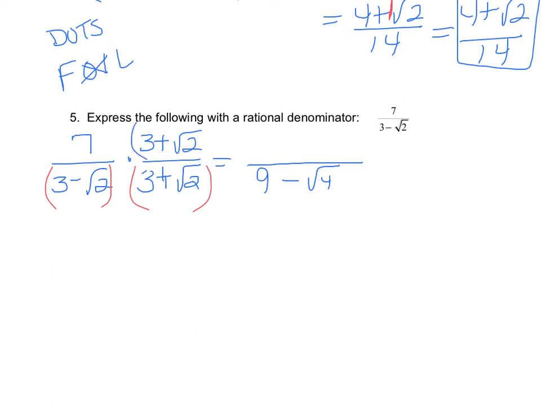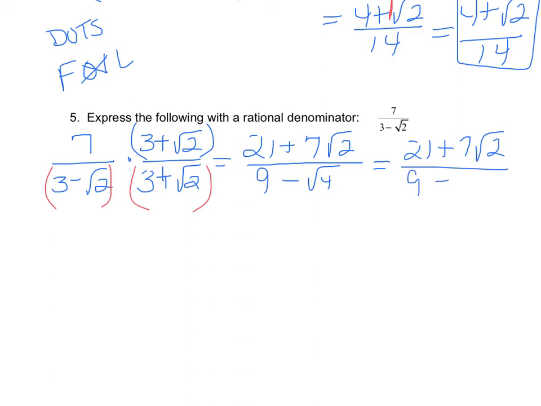On the top, we have one thing times many, which is distributive property. So 7 times 3 is 21, plus 7 times radical 2 is 7 radical 2. Okay, let's simplify more. 21 plus 7 radical 2 cannot be simplified, so it comes over. 9 minus square root of 4 is 2. So there I've eliminated the radical. So let's neaten it up even more. 21 plus 7 radical 2. 9 minus 2 is 7.